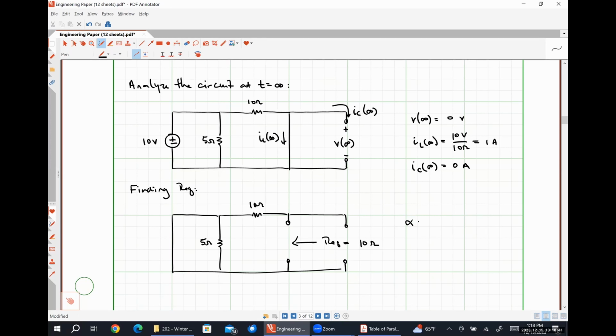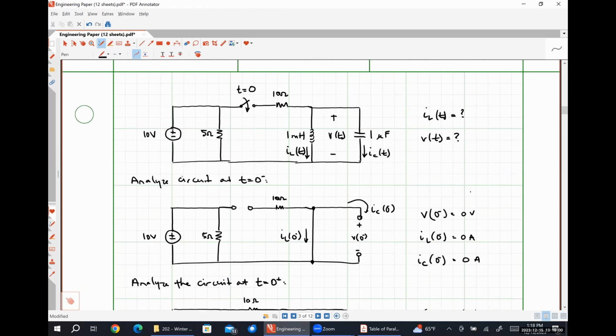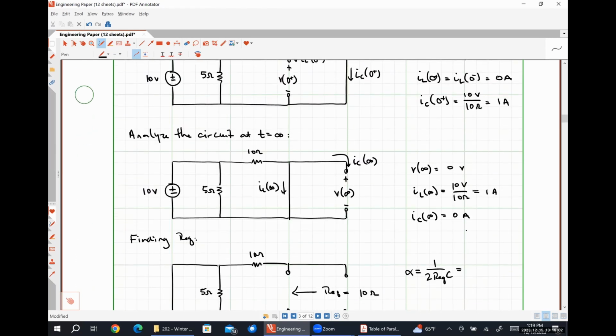So then we have alpha is equal to 1 over twice REQ times C. Let me grab a calculator real quick and figure that out. So 1 over 2 times 10 times 1 times 10 to the minus 6, because I'm dealing with a microfarad. Yep. I get alpha of 50,000.